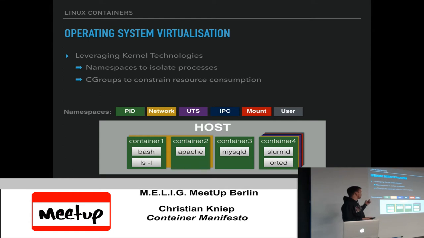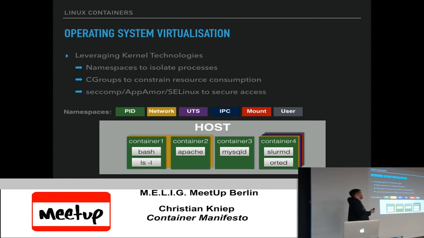To prevent this, you can use C groups, which is also a kernel technology, to constrain resources for a particular group of processes. And by this, you can tell a container to only write 1 megabyte per second on the block device, or 500 kilobytes per second on the network interface, or only get so much CPU share on a particular CPU, or even get only the first core and not the second core. So with C groups, you can constrain the resource consumption.